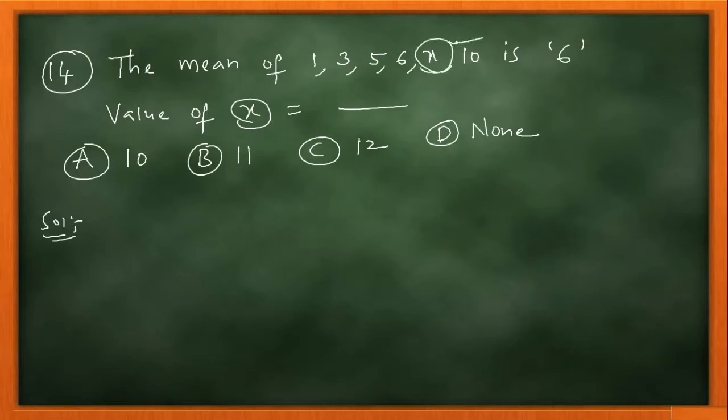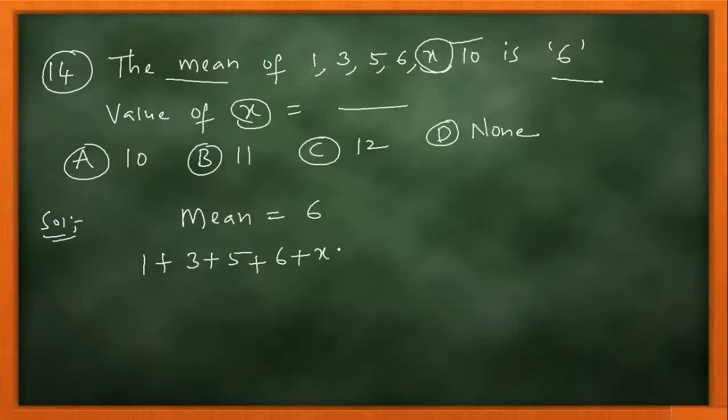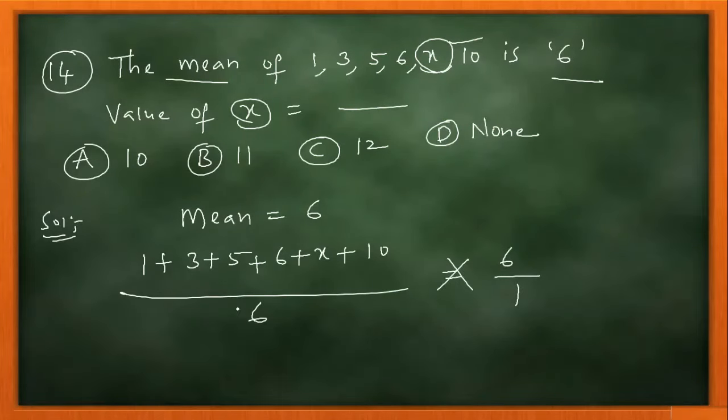Okay, x is missing. The clue is mean. The mean equals 6. You just write the clue here: mean is equal to 6. Start your solution. We know how to calculate the mean of individual data. Only observations are given in this problem: the sum of the observations divided by the number of observations. 1 plus 3 plus 5 plus 6 plus x plus 10, divided by 6, that equals 6 by 1. By doing cross multiplication, 1 plus 3 is 4, 4 plus 5 is 9, 9 plus 6 is 15, 15 plus 10 is 25. Yes, 25 plus x is equal to 36.